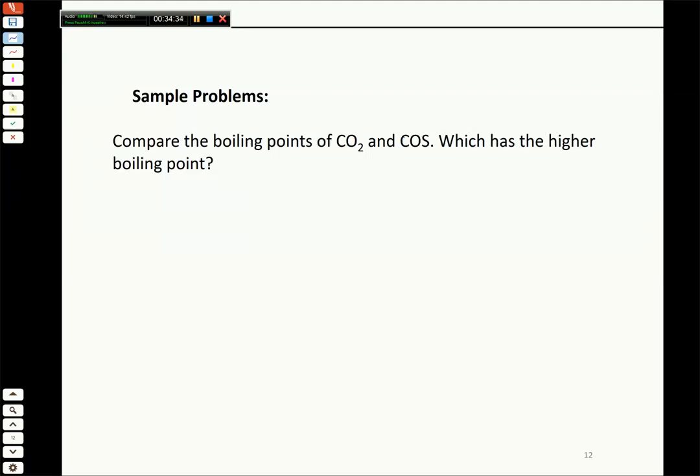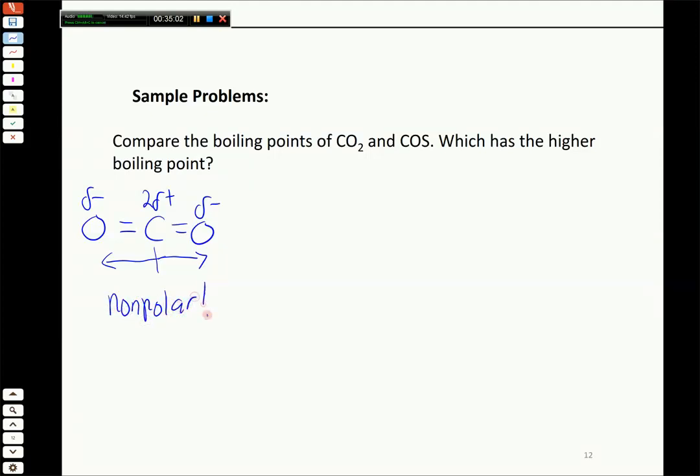So if we draw CO2, we should know by now that CO2 is a linear molecule. This is one of the early examples we gave of a nonpolar molecule with polar bonds. So when you have CO2, you have partial negative charge on these oxygens and a partial positive on carbon, but the dipoles cancel each other out. So CO2, even though it has polar bonds, is a nonpolar molecule. And because it's nonpolar, we know that it has only London dispersion forces.